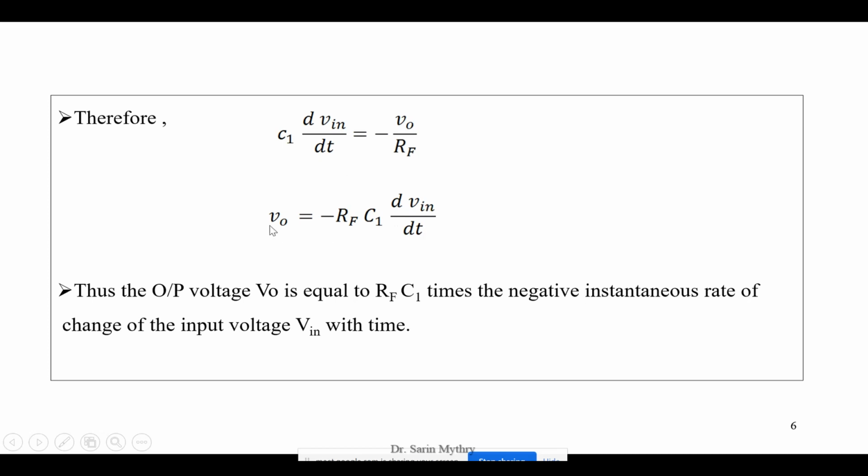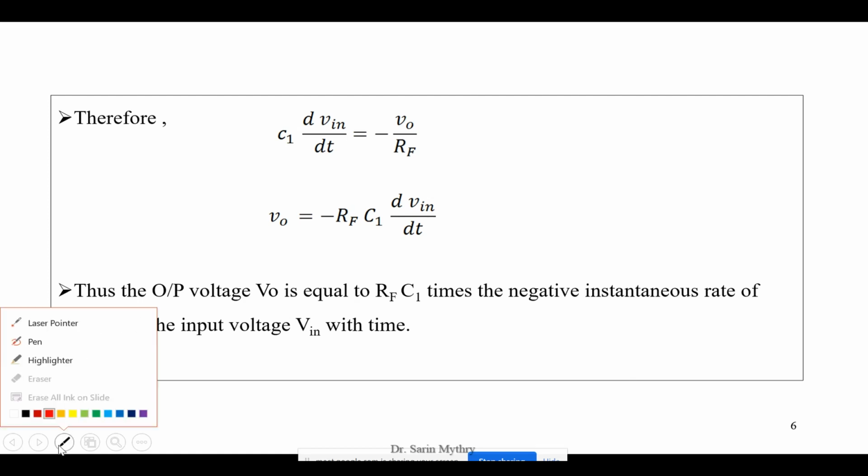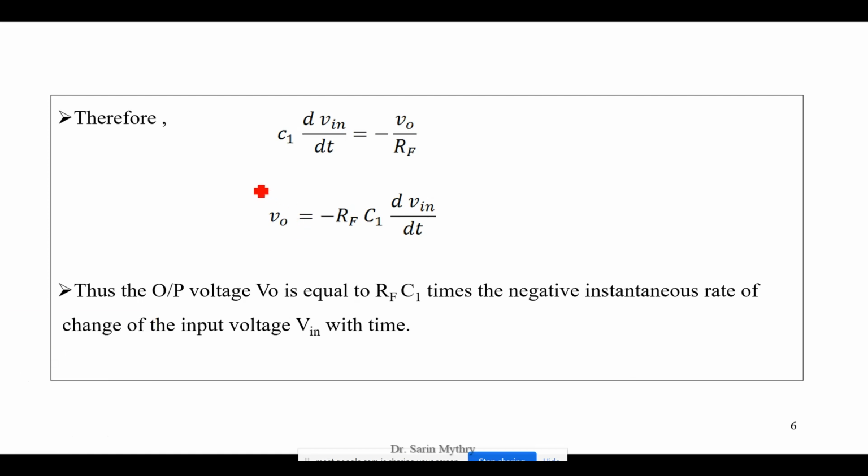This is my final equation, which is nothing but the output voltage of a differentiator. This is the most important one. V out equals minus RF C1 dV in by dt. So the output voltage V out is RF into C1 times the negative instantaneous rate of change of the input voltage. dV by dt means the change in the voltage.